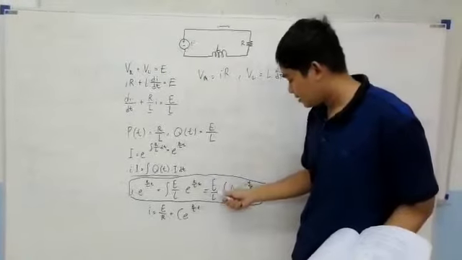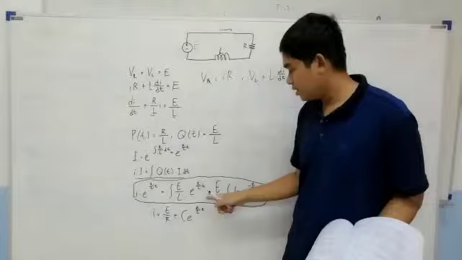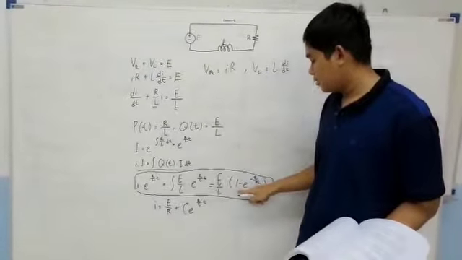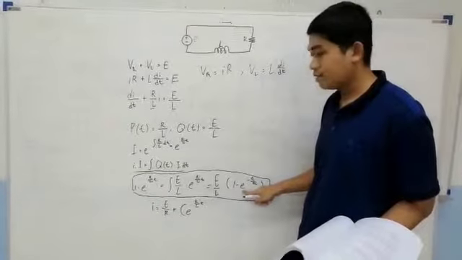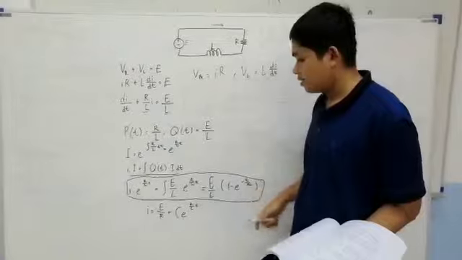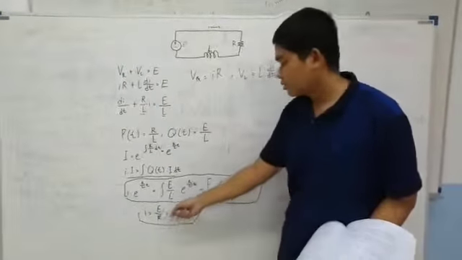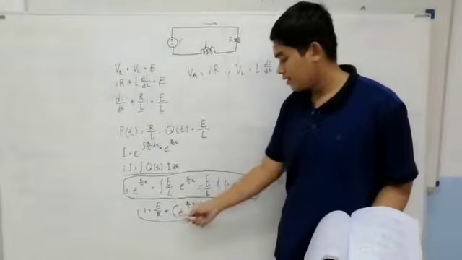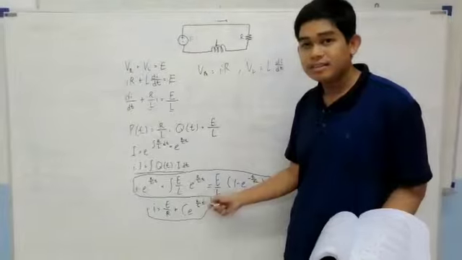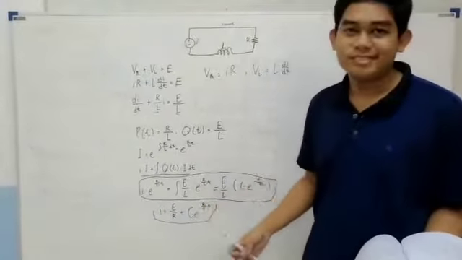If we solve the integration, it will give us E over R bracket 1 minus e to the power of negative R over L t, and it will give us I equal to E over R plus C e to the power of negative R over L t, where C is a constant.